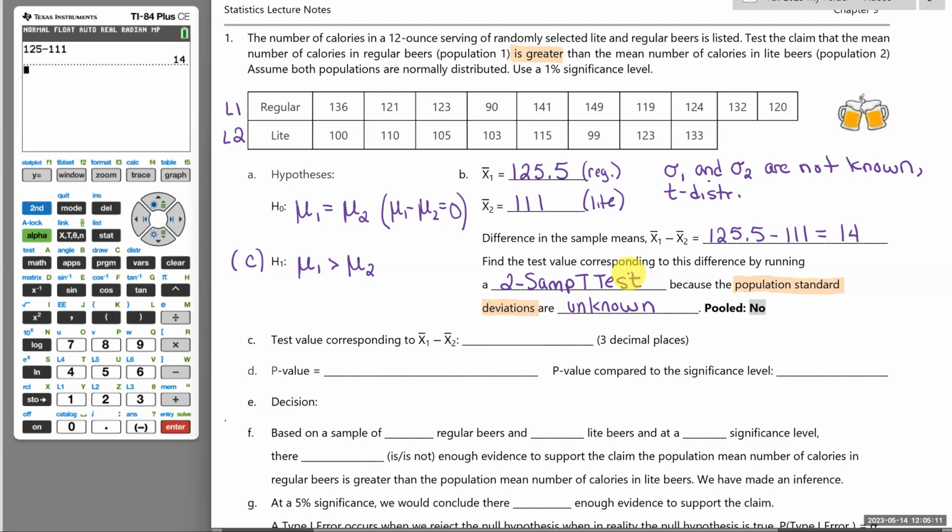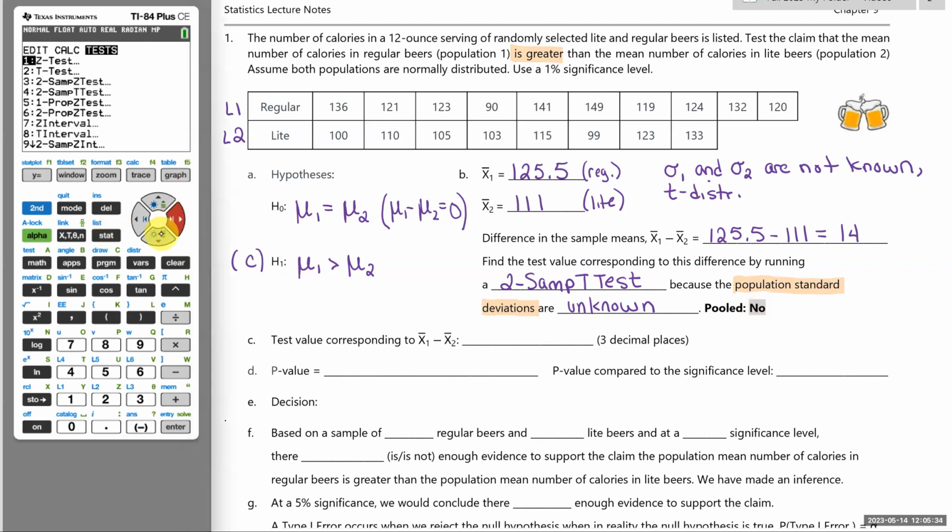Okay, and we are not pooling, so we will always assume that our variances are not equal. You don't have to worry too much about that. Just know on our calculators that we're going to pick pooling as a no. All right, and then we're ready to run the test. So we go to Stat, Tests, and then you want to go to your 2-sample t-test.